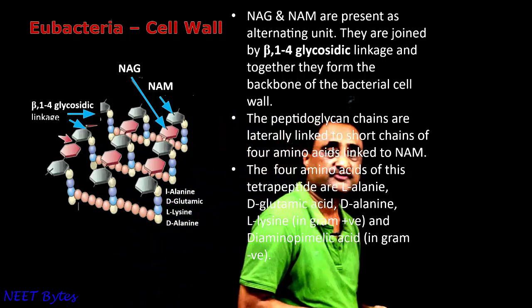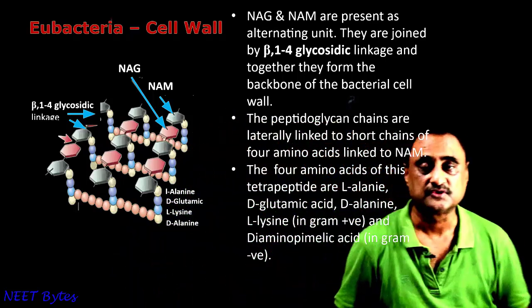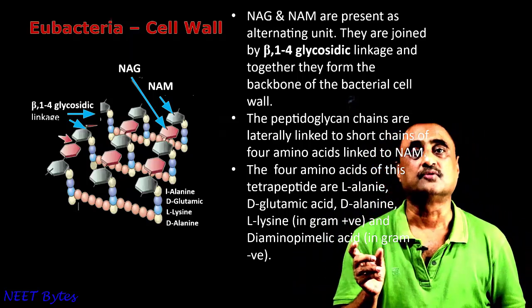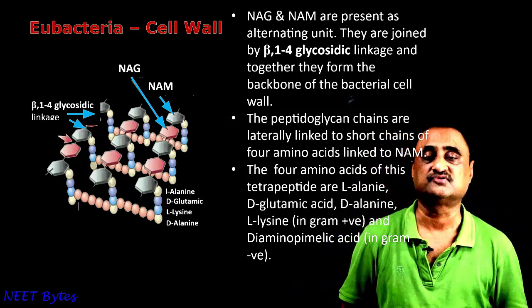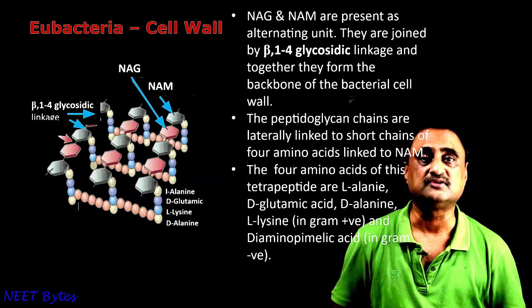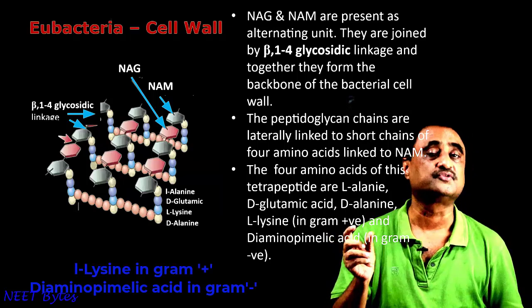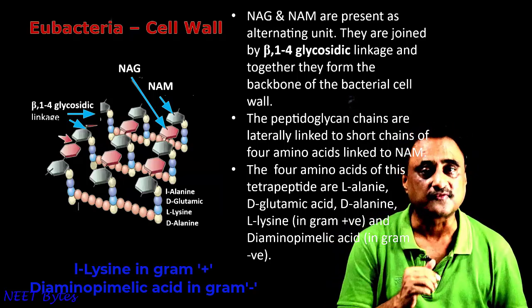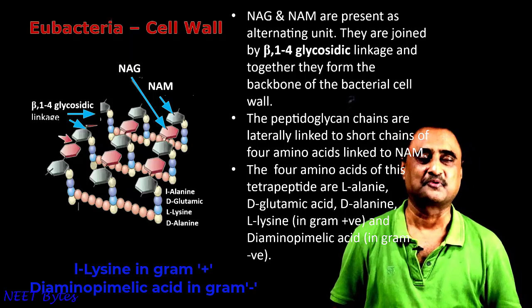This question is often asked in competitive examinations: which type of amino acids is actually present in gram-positive and gram-negative. So once again, I would like to reiterate that L-lysine is exclusively found in gram-positive and diaminopimelic acid is exclusively found in gram-negative bacteria.